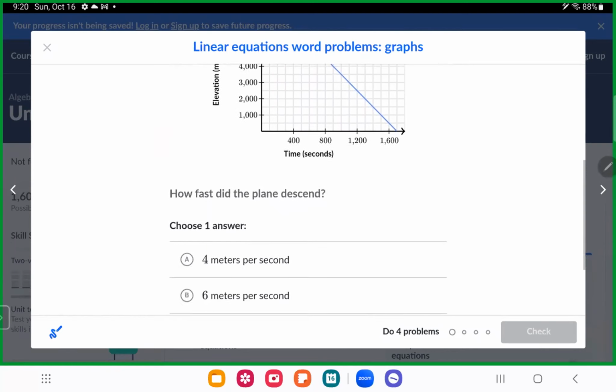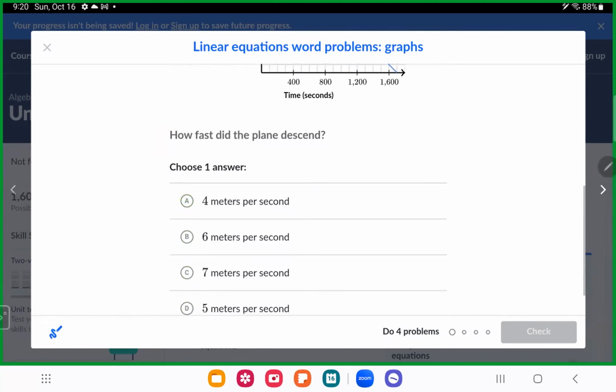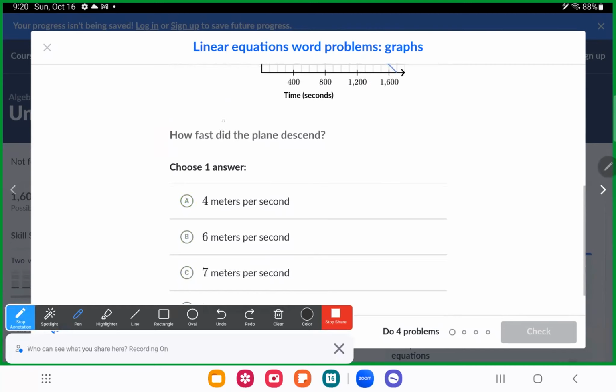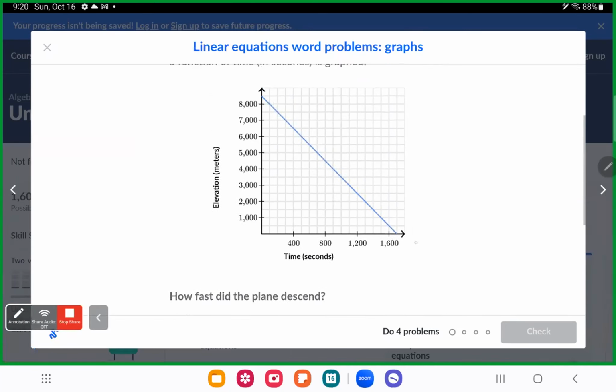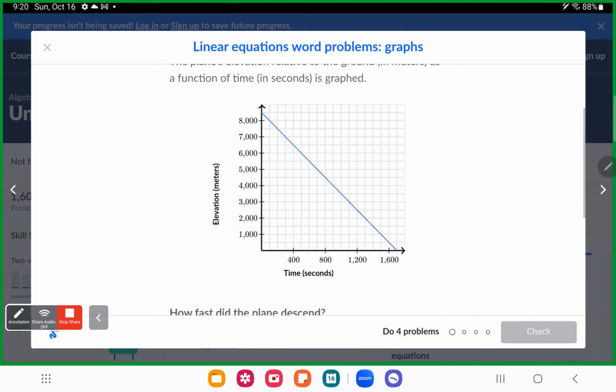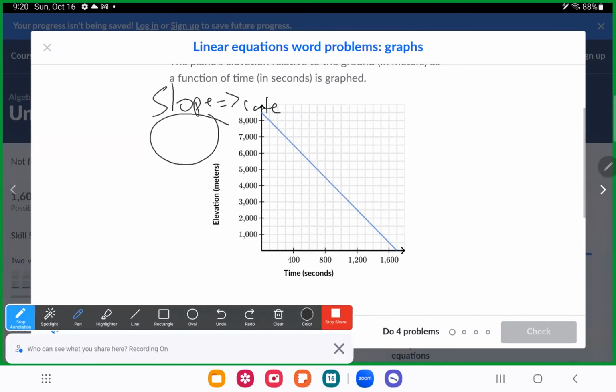How fast did the plane descend? How fast something happens is a rate, so that's the slope, right? So we want to know the slope from the graph. Let's find some points on the graph that we can identify, and then we're going to find the slope. This point right here is the y-intercept, and I think it's 8,500.